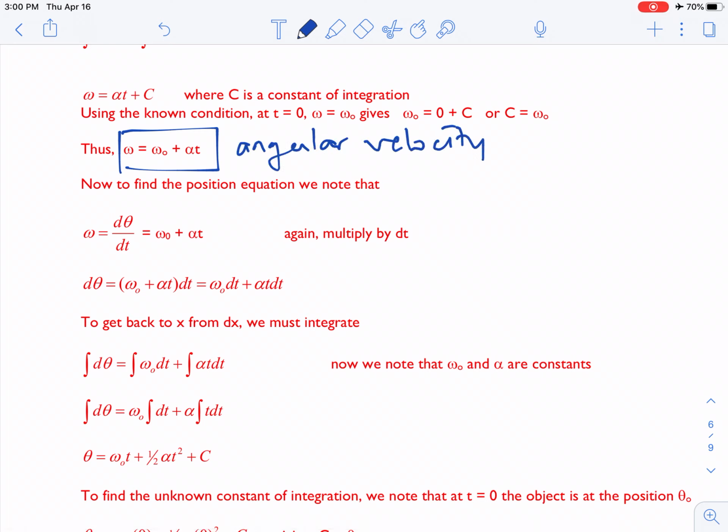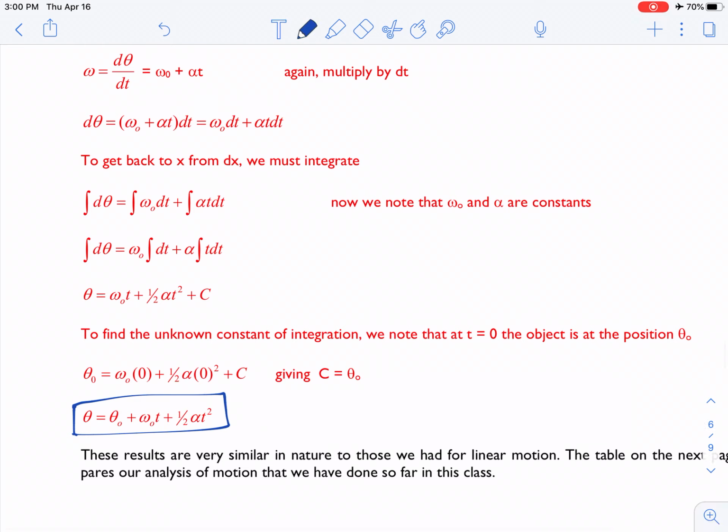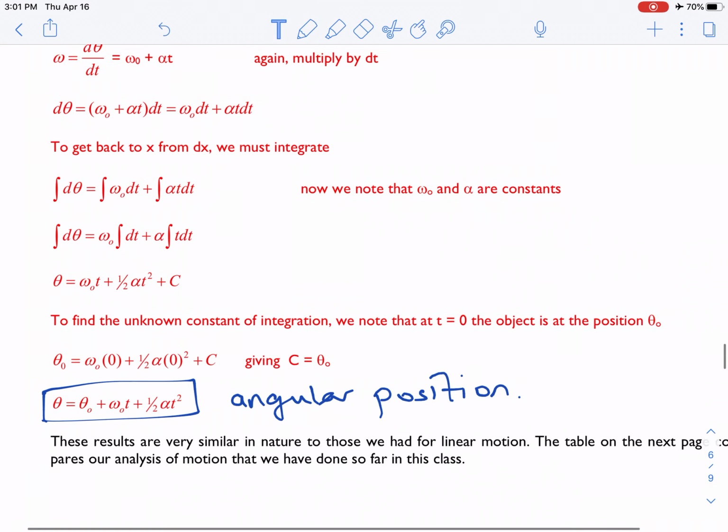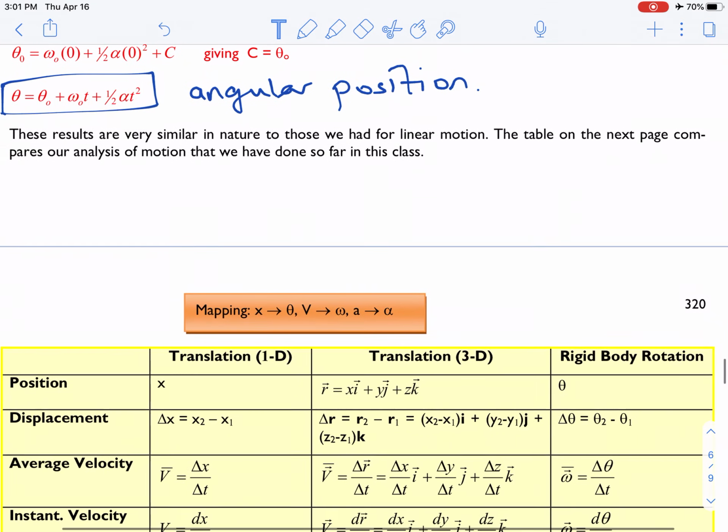Once you get that using the second equation, omega is d theta over dt, then you can get this bottom equation here, and this is the angular position. Okay, so again, these are very similar to what we did before in linear motion. If you do the mapping, you can just switch the letters and you will get those equations, because that's really basically what it is.